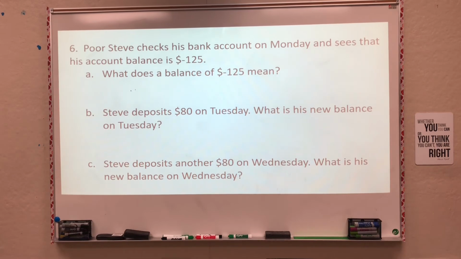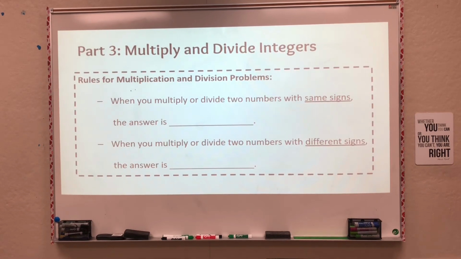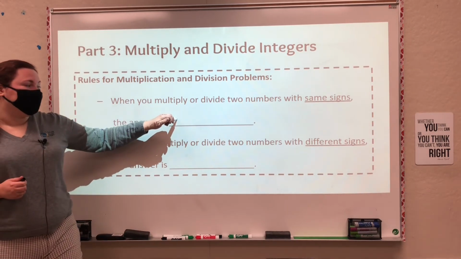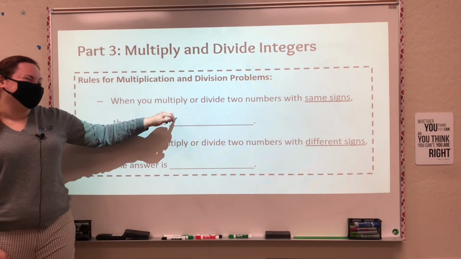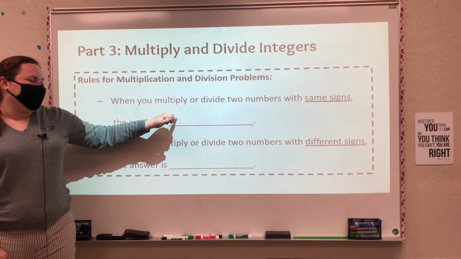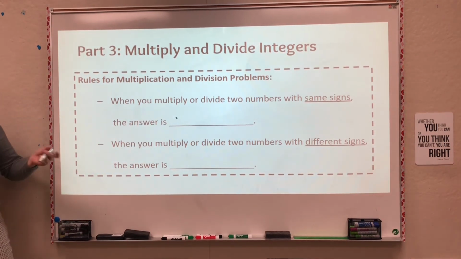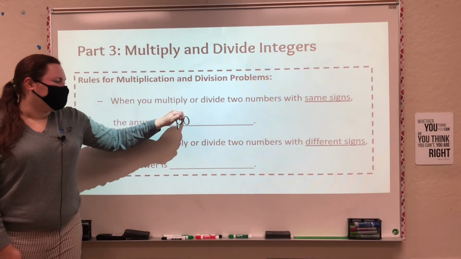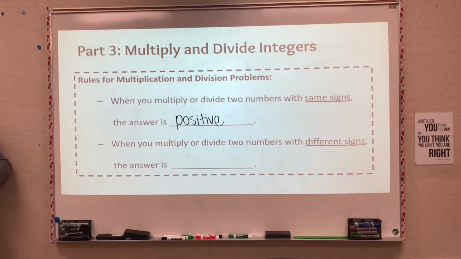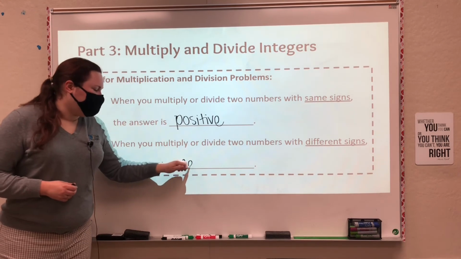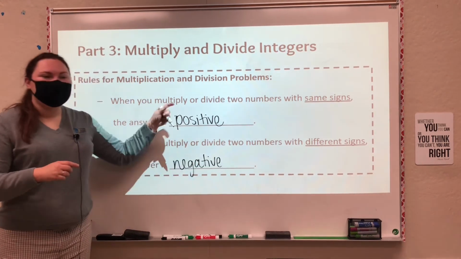For the next part, just like adding and subtracting, we've got two rules we use when we multiply and divide. The first one says if you multiply or divide two numbers with the same signs, the answer is, I'm looking for a sign, so positive or negative, which? Positive. And when you multiply or divide two numbers with different signs, negative. That is always, always, always.